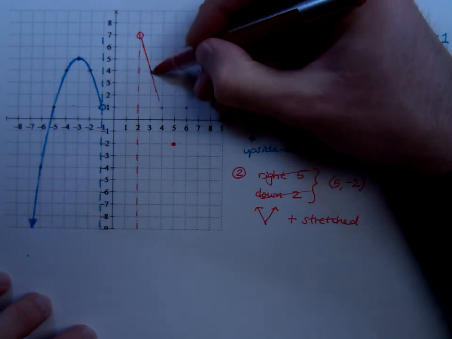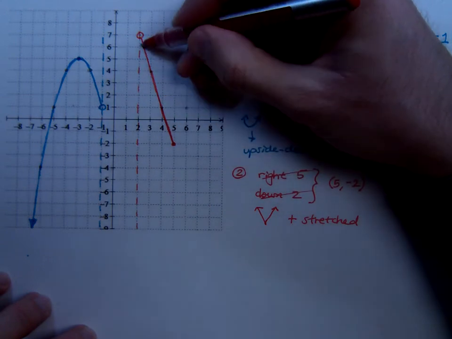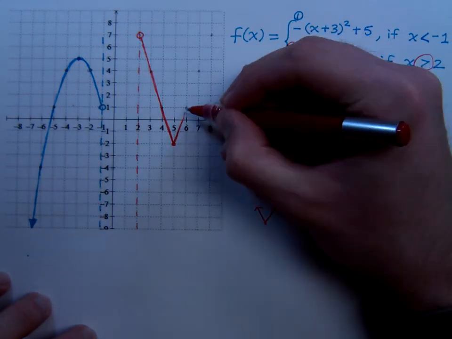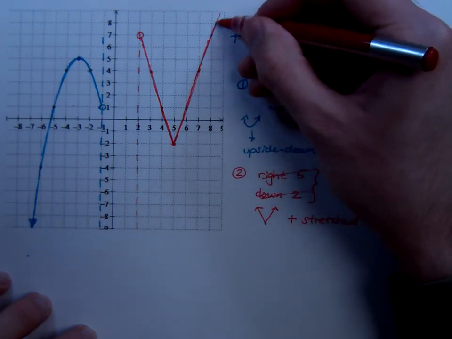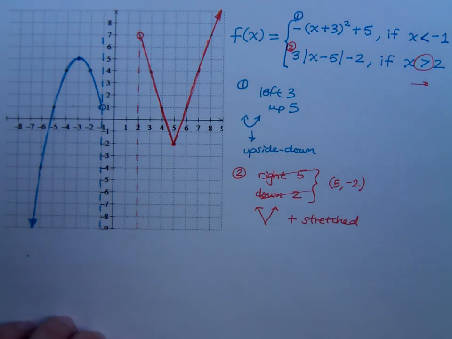And then I go through my points. Remember, your absolute value doesn't curve. It has a nice corner here. And I just keep on going like this.